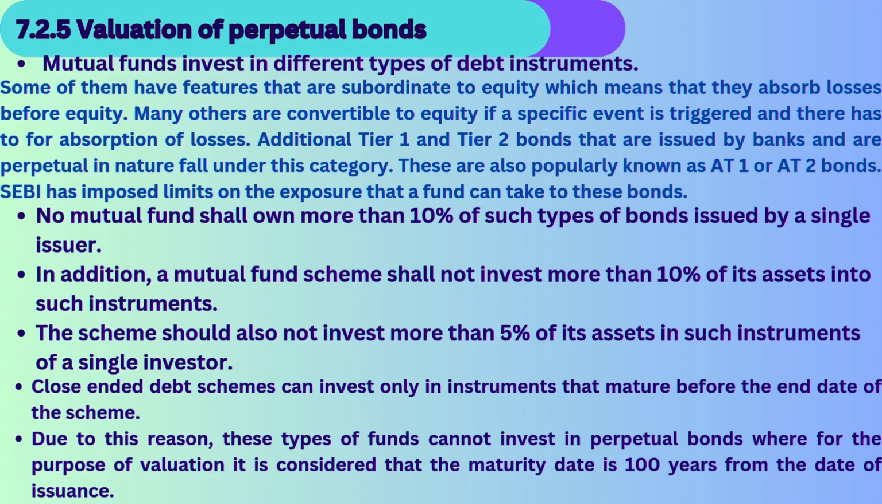Close-ended debt schemes can invest only in instruments that mature before the end date of the scheme. Due to this reason, this type of fund cannot invest in perpetual bonds, where for the purpose of valuation it is considered that the maturity date is 100 years from the date of issuance.